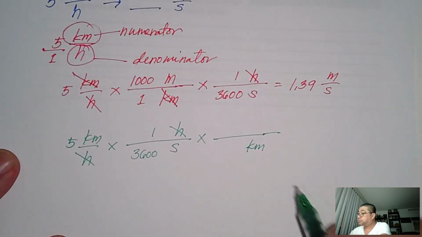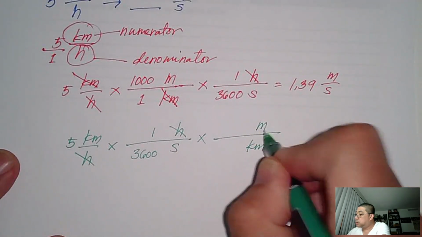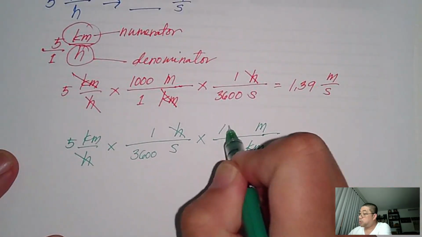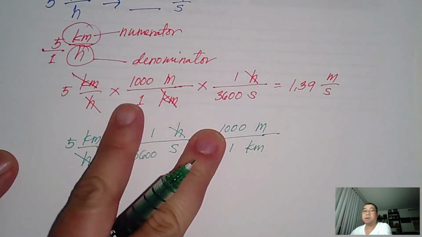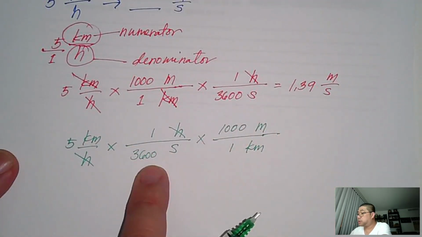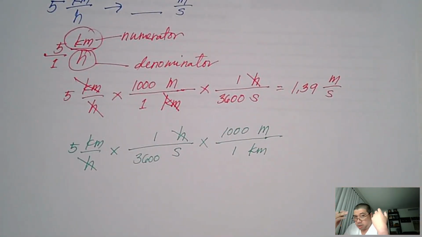And then let us change it into our desired answer, which is in terms of meters. So we have 1,000 meters over 1 kilometer. It's the same thing right here. 1,000 just came second, while 3,600 came first. In the first solution, it's in the second step. Now, according to the commutative property of multiplication, it doesn't matter.